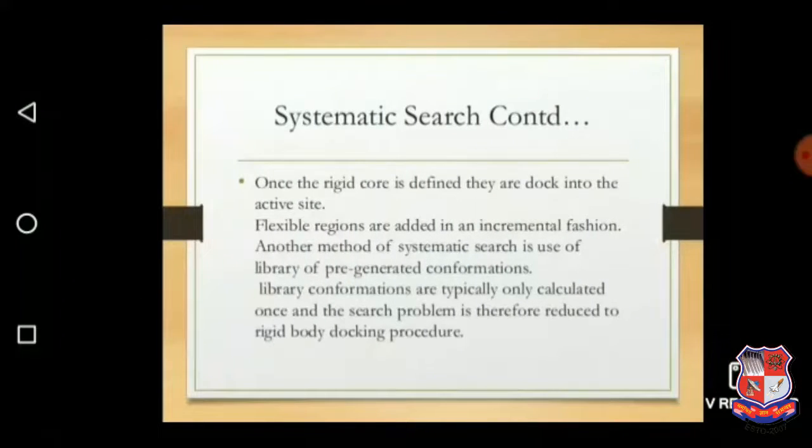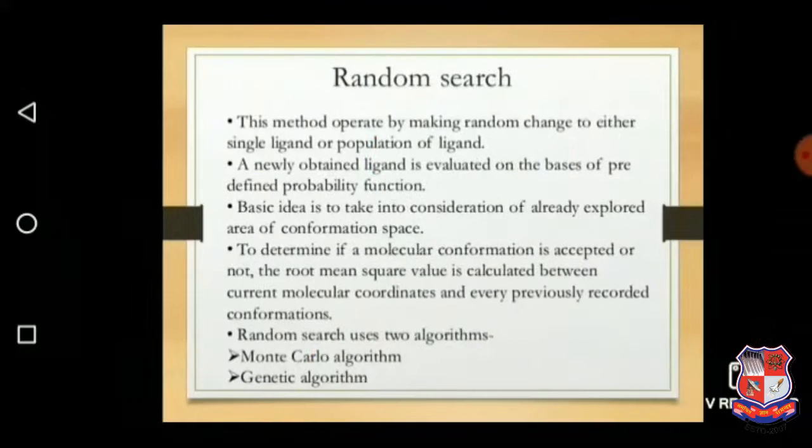Systemic: once the rigid core is defined, they are docked into the active site. Flexible regions are added in an incremental fashion. Another method of systemic search is the use of a library of pre-generated conformations. Library conformations are typically only calculated once, and the search problem is therefore reduced to a rigid docking procedure.